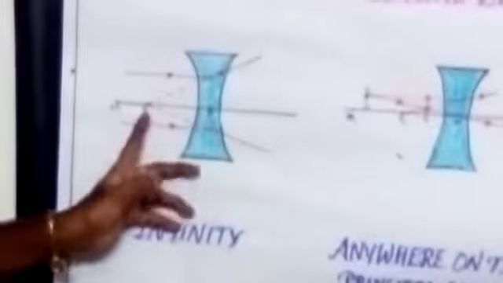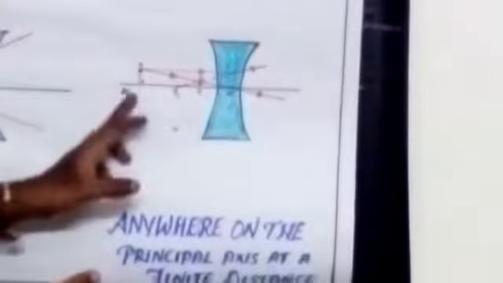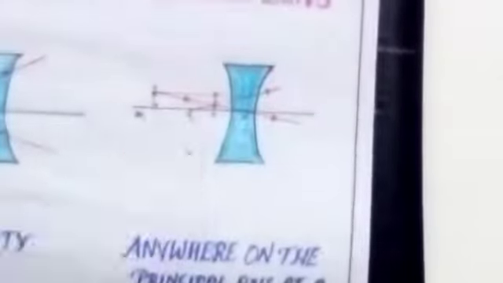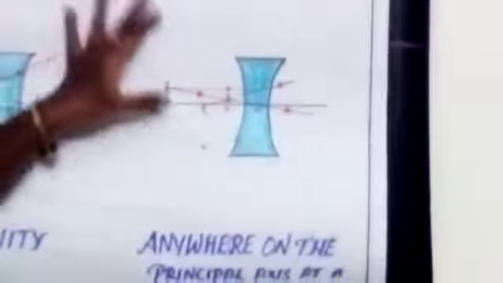At infinity means we can get the image at the focus when the object is anywhere on the principal axis. If you keep the object at a particular distance on the principal axis, we can get the image between the optic center and the principal focus. Have you all understood the image formation of a concave lens and a convex lens?